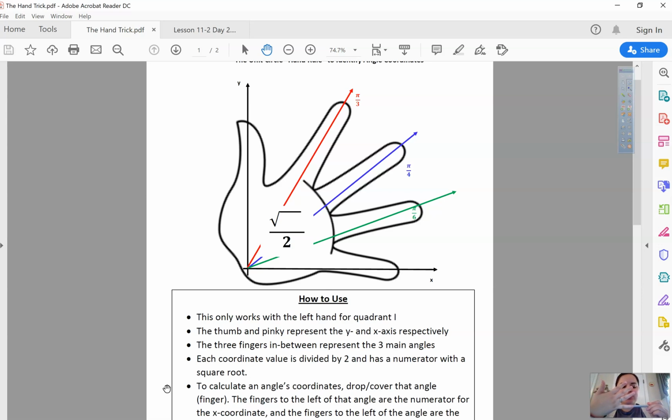So this one is your 0, then pi over 6 is your ring finger, the middle finger is your pi over 4, and then your index finger is your pi over 3, and then your thumb is your pi over 2 angle.